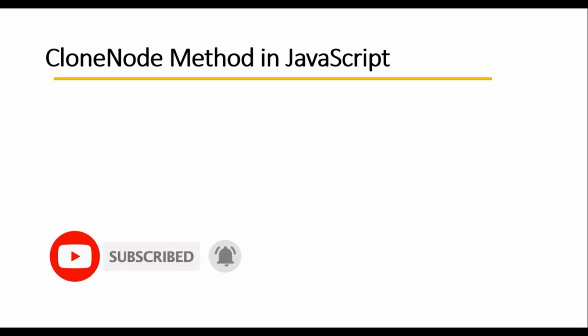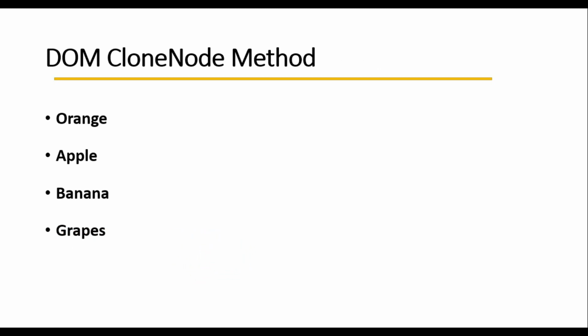Alright, so let's get started. First we are going to talk about the use of the clone node, and then we will jump over to the practice section. Let's suppose I have a list of fruit, and on the right side I have a list of some vegetables. If I want to copy, let's suppose, grapes from the fruit list to the vegetable list, I can use the clone node. This means that I'm going to clone the grapes and take them to the vegetable list. So that's the use of the clone node.